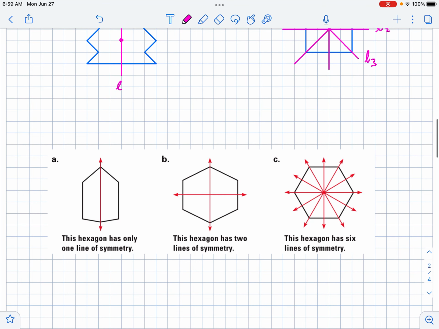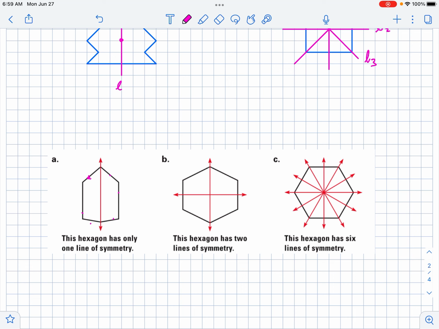Look at this. Here I've got 3 hexagons. You notice this first hexagon, and you can count the sides: 1, 2, 3, 4, 5, 6. 6 sides. You notice that this one has one line of symmetry. There's only one place where you could draw a line where the thing will fold on top of itself.